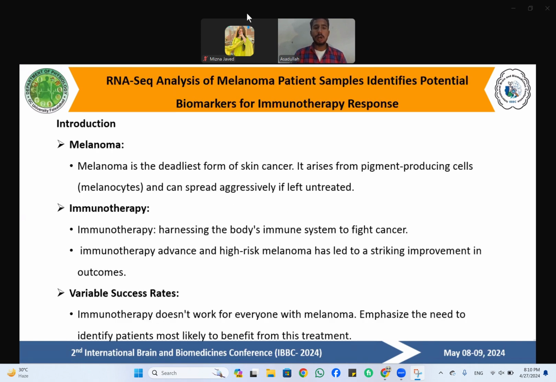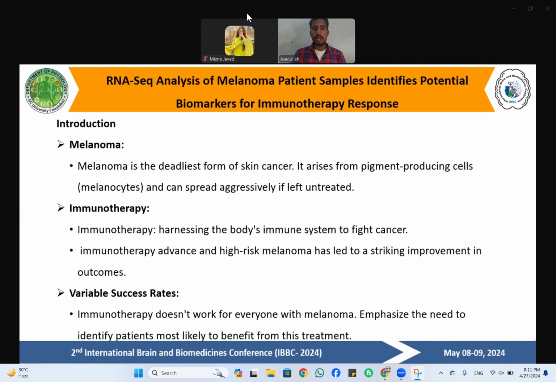Melanoma is the deadliest form of skin cancer. It arises from the pigment production and can spread aggressively if left untreated. Immunotherapy is harnessing the body's immune system to fight cancers. Immunotherapy for advanced and high-risk melanoma has led to a striking improvement in outcomes, but with variable success rates.